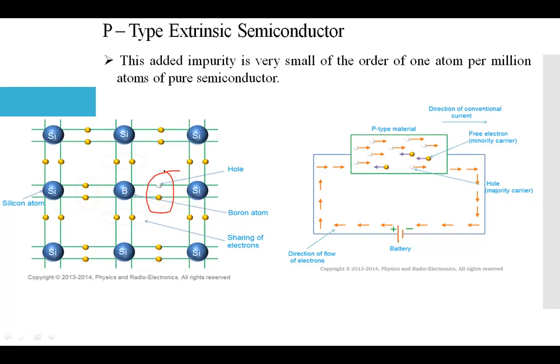And you can see on the right-hand side the diagram representing the process given here, when you are using the p-type material and giving the supply.